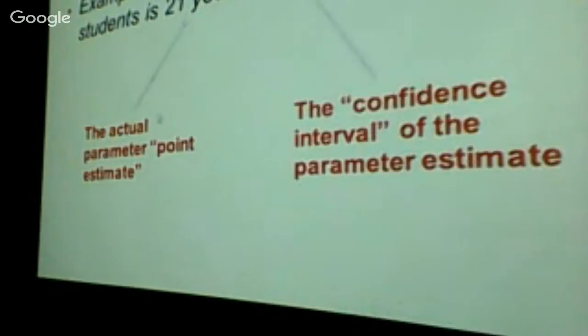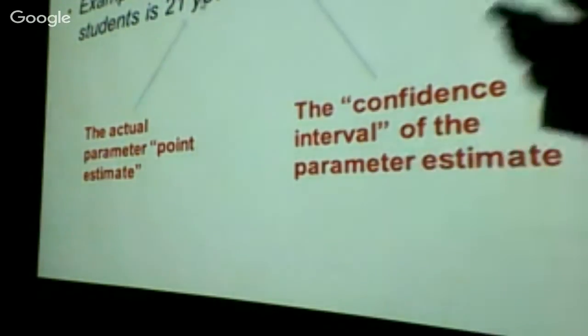This is what my sample tells me. This is what the actual parameter probably is. It's in this range in here. So that's the actual point estimate, and this is the confidence interval. Note that I call this a parameter because, again, my statistic is used to estimate, to emulate a parameter.